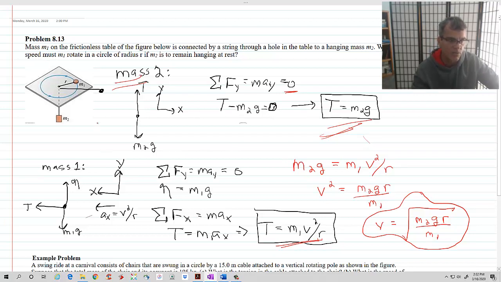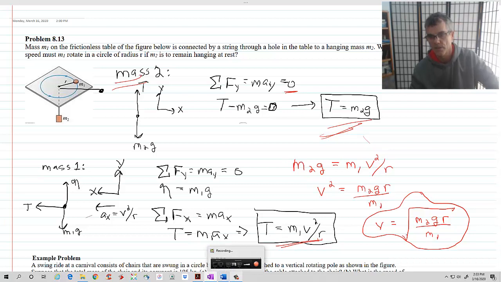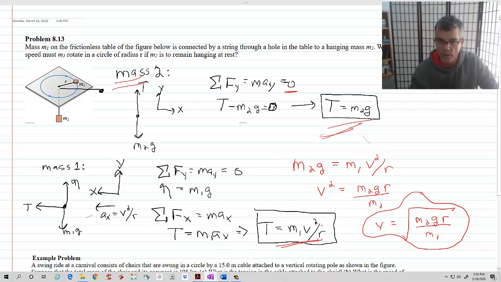In this case, I'm assuming that the mass is just to the right, and we're looking at it from the side. Tension is acting to the left. We've got the normal force straight up, gravity straight down, and the acceleration is towards the center of the circular path. We get the sum of the forces in the x direction equals MAX. Tension equals M1 times AX, where A is V squared over R. So tension equals M1 V squared over R. Set these two equal, and we get that the speed V is given by the square root of M2gR over M1.